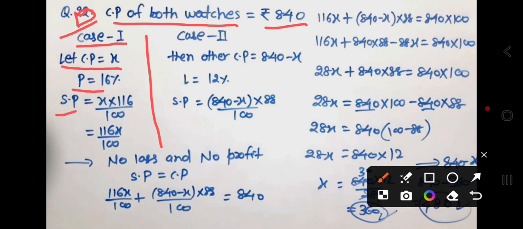As we know, selling price is equal to cost price into 100 plus profit upon 100. So 100 plus 16 will be 116 upon 100. So it will be 116x upon 100. Okay, now the second case is here.